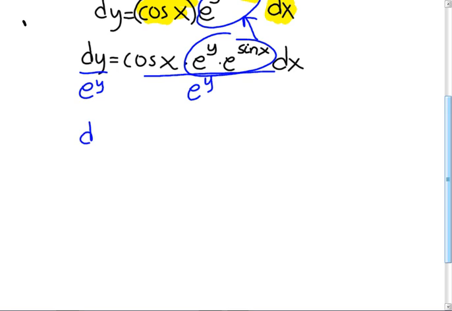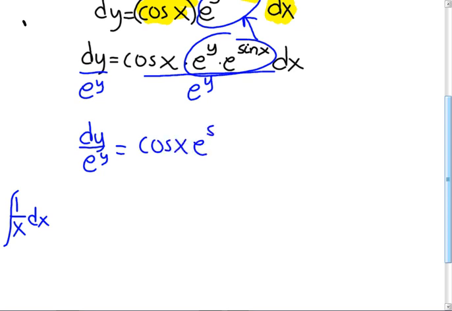So I'm going to have dy over e to the y. Some of you are going to say, well, that's log. That is not log. The log is 1 over x dx. It has to look like 1 over x. It can't be 1 over e to the x. You see the difference there? It has to look just like that. And then this is the cosine of x, e to the sine of x, dx. And we're going to do a u substitution because I don't see what that is going to be either. And so we're going to find the antiderivative of both sides.